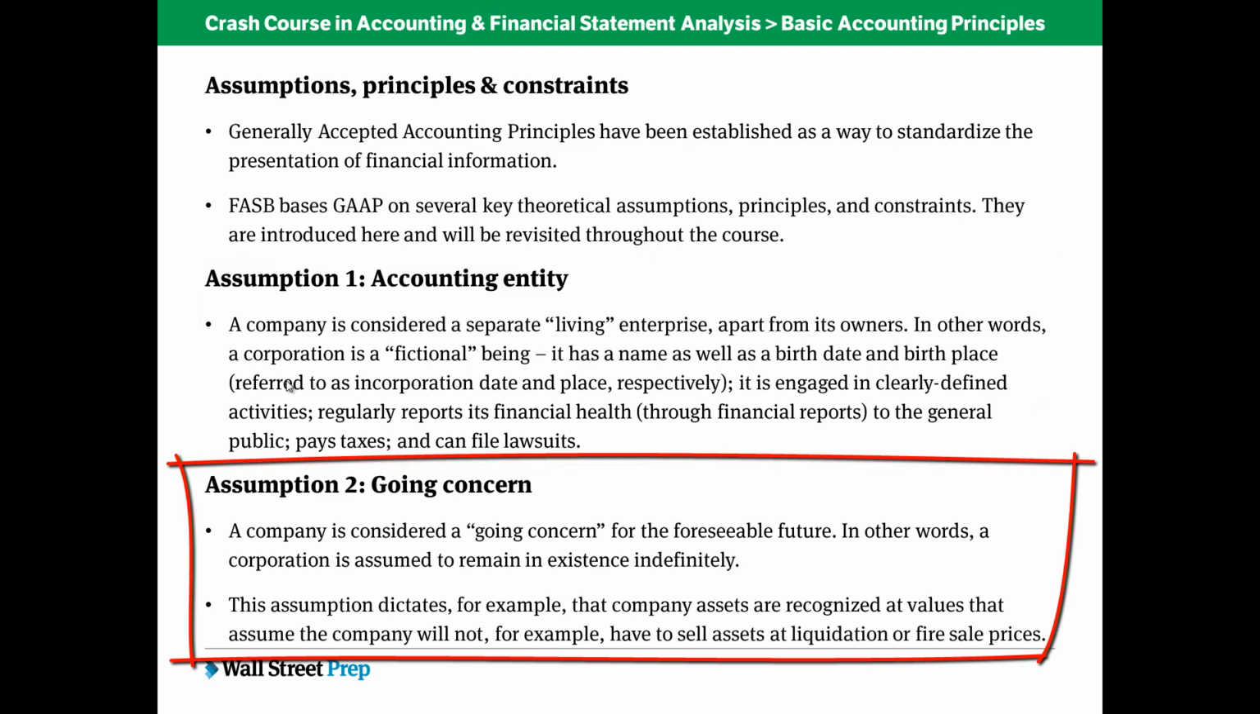The second assumption is that the entity is a going concern. That means it's going to remain in existence indefinitely. And this assumption actually has some real relevance for us. Imagine a company that is going bankrupt, that you don't assume is going to remain in existence indefinitely. The way in which you value the assets of a business that's about to sell off its assets in liquidation or fire sale prices is going to be different than if you assume that the company is going to be in existence indefinitely. And so that's what assumption number 2 is about, really. That we identify the value of assets and liabilities at a valuation that reflects a going concern as opposed to, say, a liquidation or something of that nature.